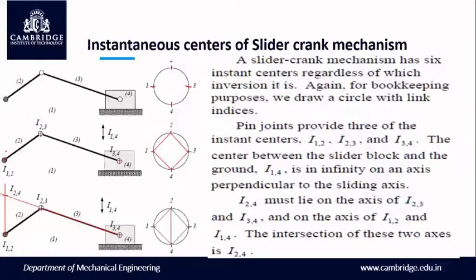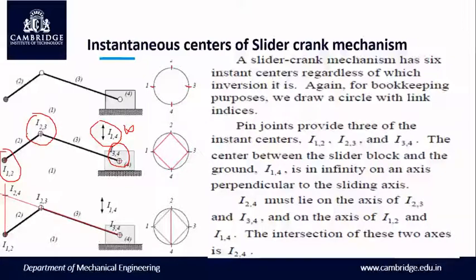That is, I12 is a pin joint, so I12 will be a visible instantaneous center. I23 is also a pin joint. I34 is also a pin joint which connects link 3 with the slider. Whereas the instantaneous center I14 will be at infinity because link 1 and link 4 have linear motion relative to each other. Therefore, I14 goes to infinity, along a vertical, perpendicular line you can take.